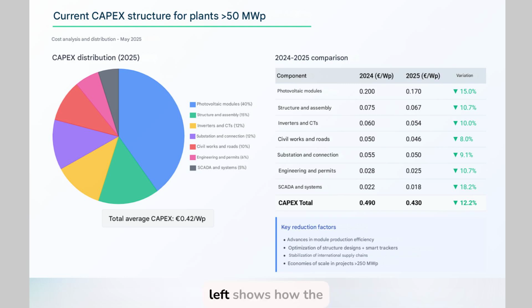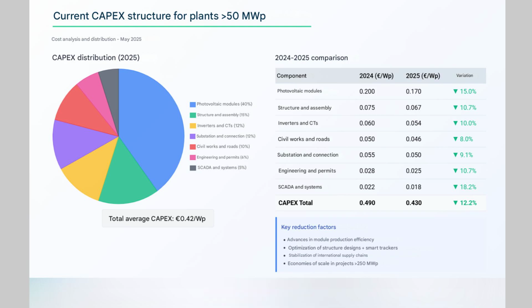The graph on the left shows how the total cost is distributed by component. Photovoltaic modules represent 40% of total CAPEX, being the most determining component. Structure and assembly, 15%, especially dependent on the price of steel and logistics. Inverters, plus transformer hubs and substations and connection, each contributes 2%. Civil works and roads, 10%, heavily influenced by topography. Engineering and permitting, 6%, and SCADA and systems, 5%.